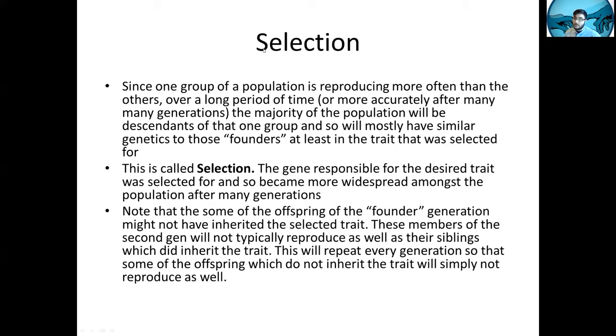Next, let's talk about selection. So one group of a population is reproducing more often than the others over a very long period of time, or more accurately, we're talking about animals generally, it's after many, many generations of that animal or organism's life cycle. For example, if we're talking about humans, it's generally a very, very long time, because we have a very long lifespan. It takes long for us to actually get to maturity and have children of our own or not have offspring. So it's generally a very long time for selection to occur.